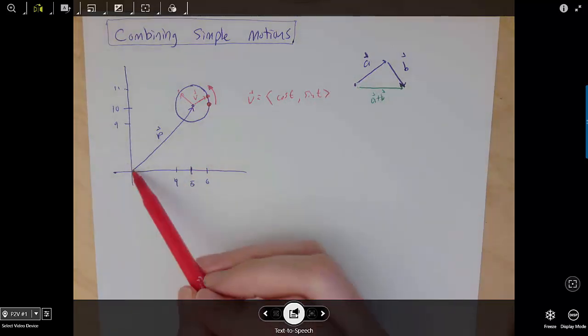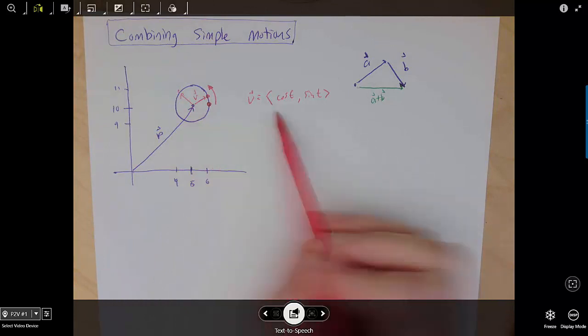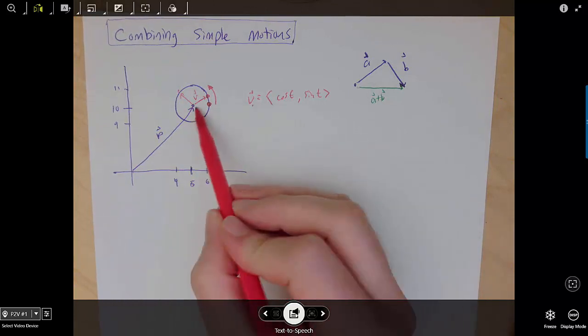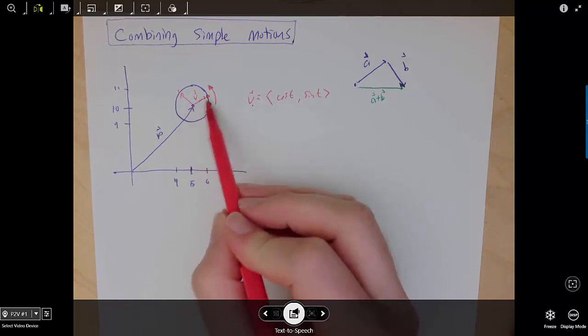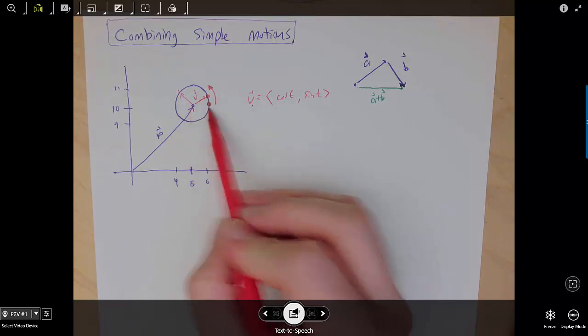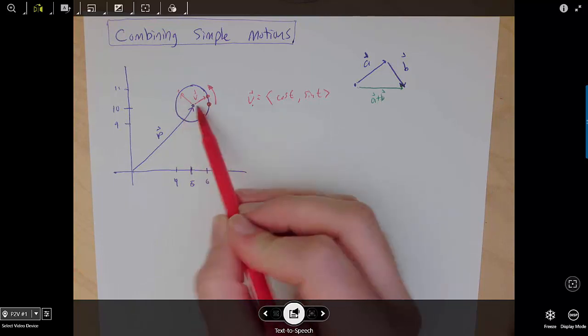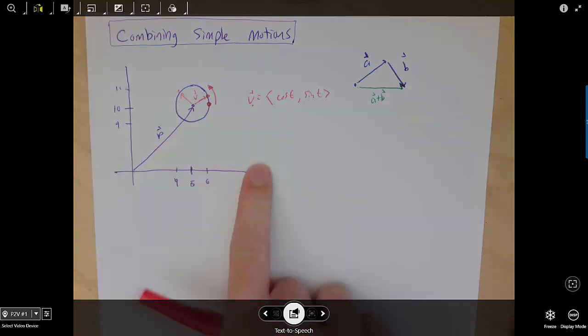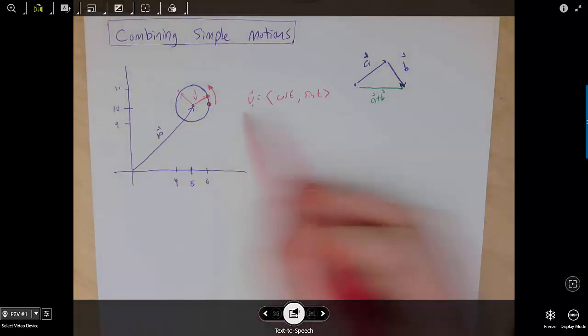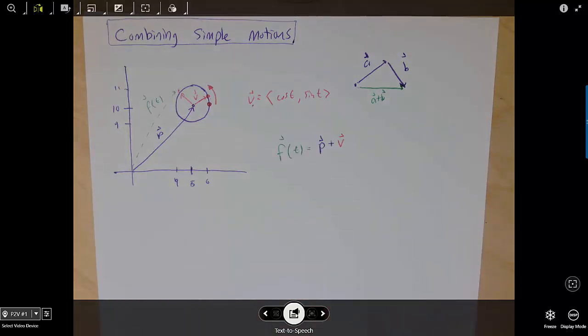And again, it doesn't matter that it's at 5, 10 because this vector v is just describing the displacement from the tail to the head. And so if the vector is a length of 1 and it's spinning around in a circle, it doesn't matter if the circle is located here or there or wherever. It's always going to be that same vector.